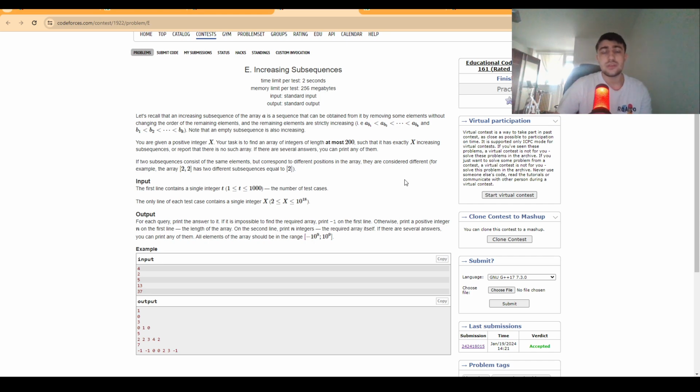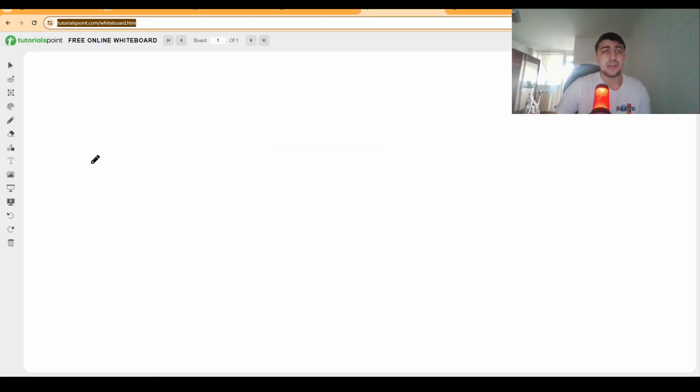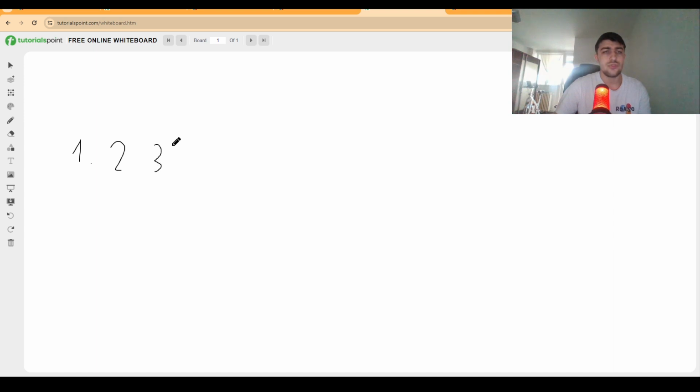Now let's start with some easier cases. If we have an increasing array, let's say something like 1, 2, 3, 4, and so on, the number of increasing subsequences is always going to be equal to 2^n, where n is the length of the array. The reasoning is simple. This is the number of subsets we can choose from this array. So basically, if we have 5 values, we would have 32 subsets.